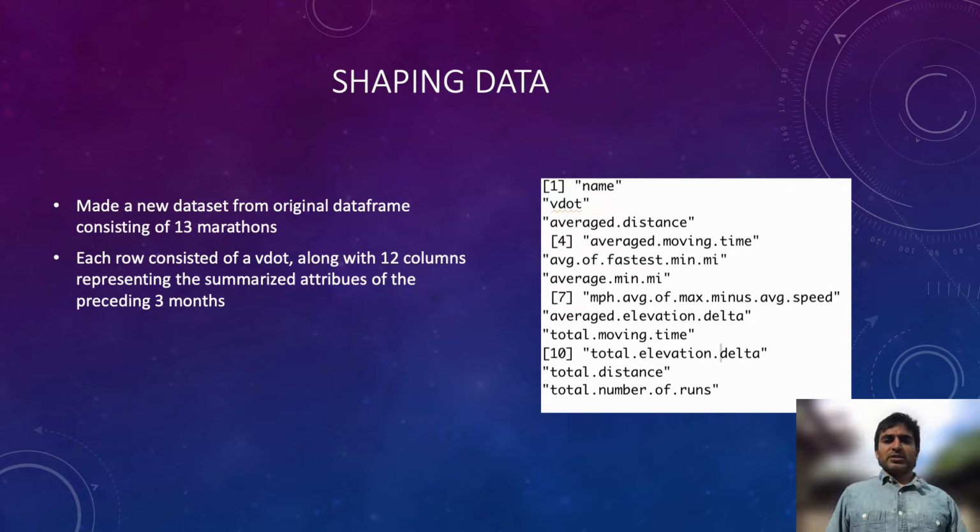After normalizing the data, I shaped the data by paring down the number of columns or attributes. Not all of them were important. For example, I didn't need to know the number of uploaded photos or the number of kudos or thumbs up that each run was given.